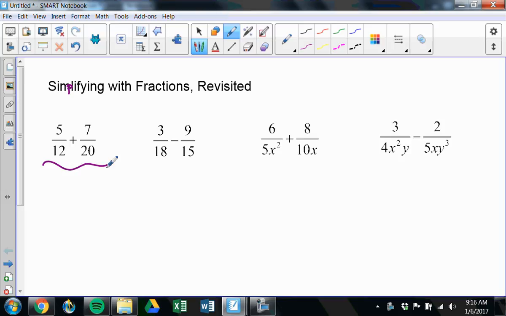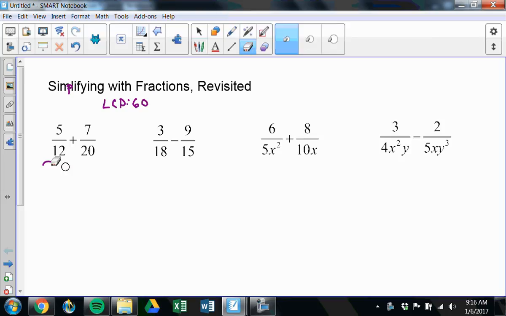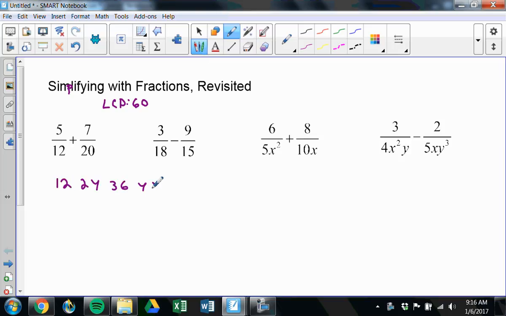If you look at a fraction like this, you might be able to look at that and tell that the lowest common denominator is 60, because 60 is the first thing that both 12 and 20 go into. However, if you can't just see that, that's okay. You can always write out a bunch of multiples of 12, and then write out a bunch of multiples of 20, and see where they first match up. And that's going to be your lowest common denominator.